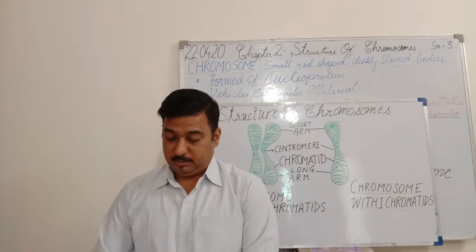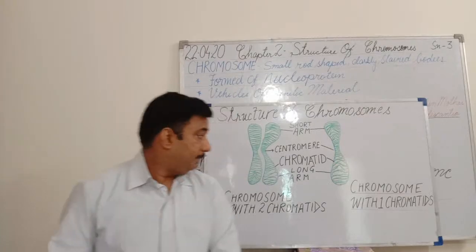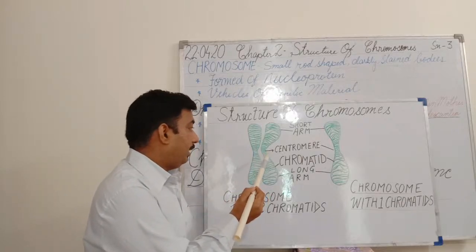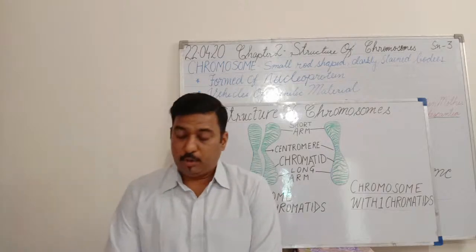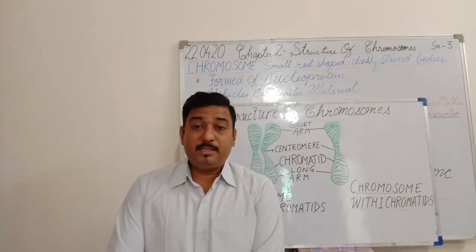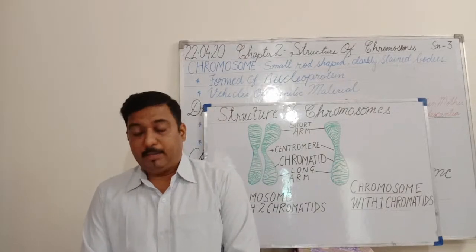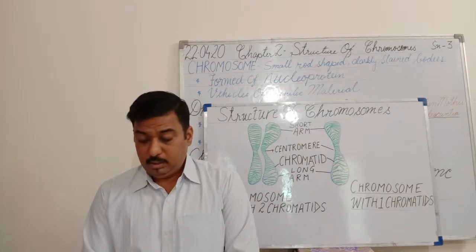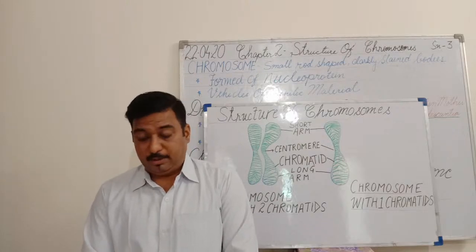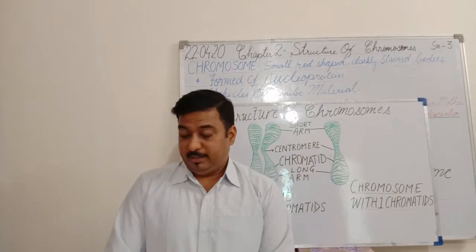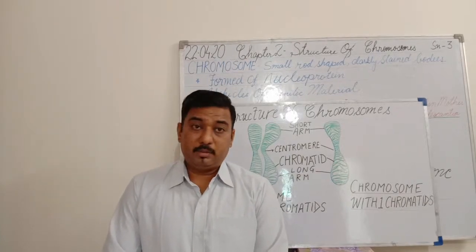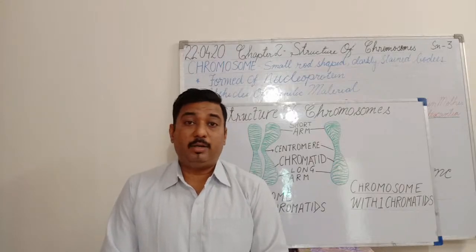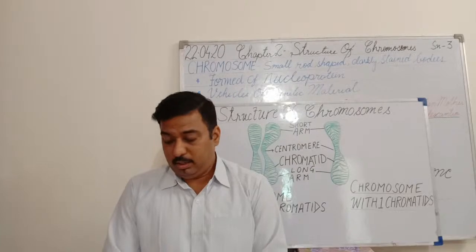Next, centromere. The centromere is the constricted part in the chromatids. It is also the point of attachment. It is the point where spindle fibers are attached during cell division. One more time I will tell you: the centromere is a point where spindle fibers are attached during cell division. The actual point where this connection takes place is called the kinetochore or centromere.